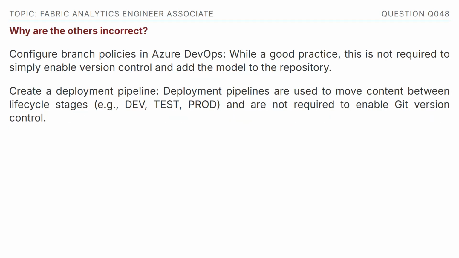Why are the other answers incorrect? Because configure branch policies in Azure DevOps, while a good practice, is not required to simply enable version control and add the model to the repository. Create a deployment pipeline. Deployment pipelines are used to move content between lifecycle stages, e.g., dev, test, prod, and are not required to enable Git version control.